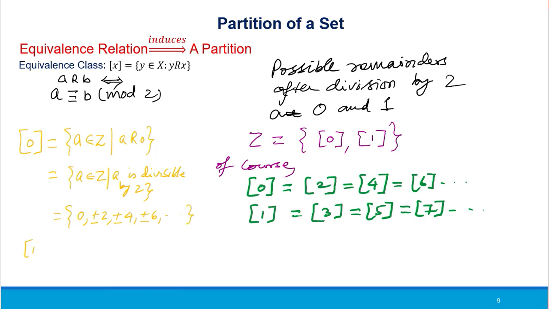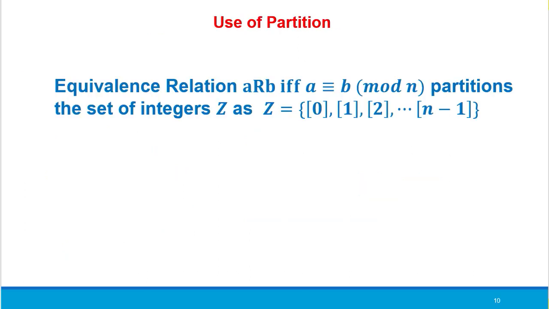And similarly, we can have this equivalence class 1: plus minus 3, plus minus 5, plus minus 7 and so on. So this is the equivalence class which we have using this equivalence relation. To be more general, we can say that the equivalence relation a R b when a is congruent to b mod n partitions the set of integers Z as Z mod n, with representatives 0, 1 to n minus 1, in equivalence classes.